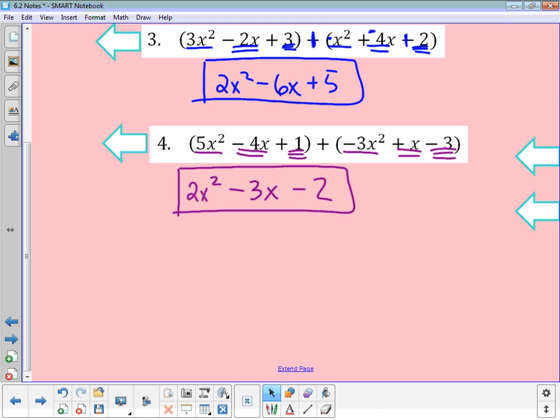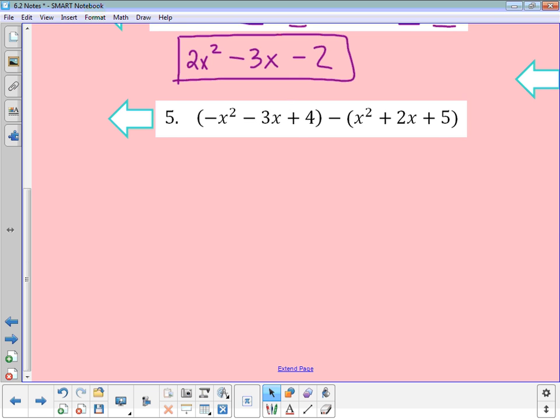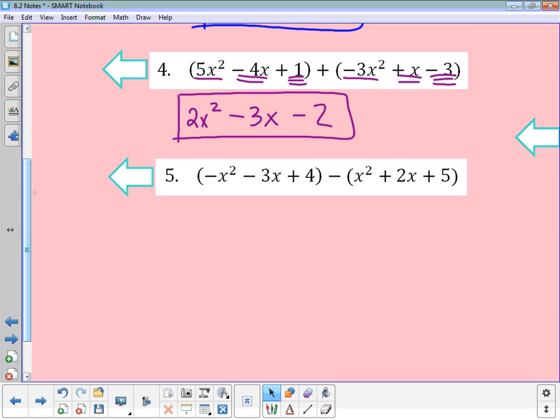Okay, let's do one more together in number 5. Number 5 is back to subtraction. So again, I need to distribute that subtraction to everything behind it. So I am going to add the opposite, meaning that's going to be addition, and everything behind it is going to be the opposite. So that's subtraction, that's negative, that's negative.